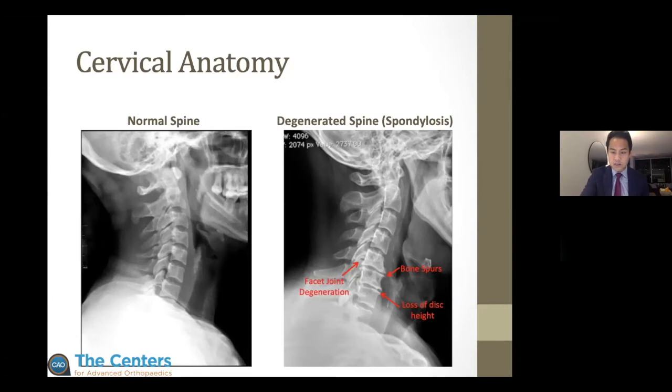The next thing we see in this x-ray is instability. So what we see here is that the back of these vertebral bodies, as indicated by these lines, don't exactly line up. You can see that there's a small step off here.